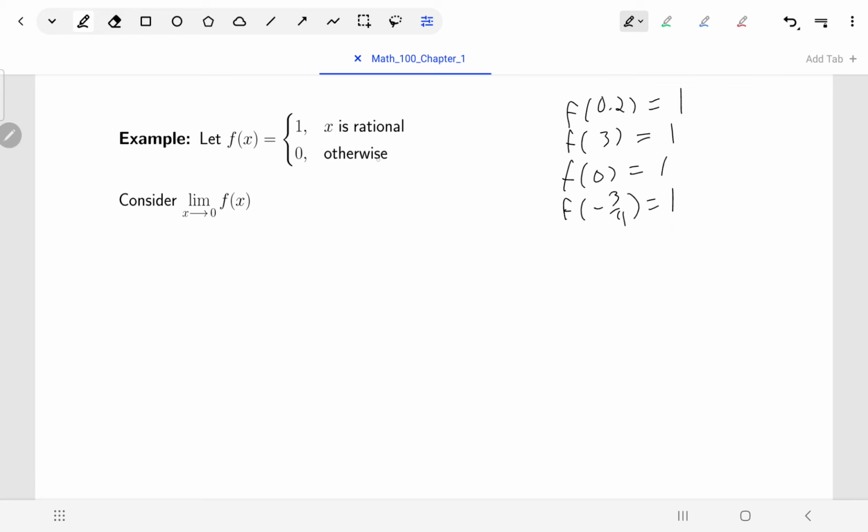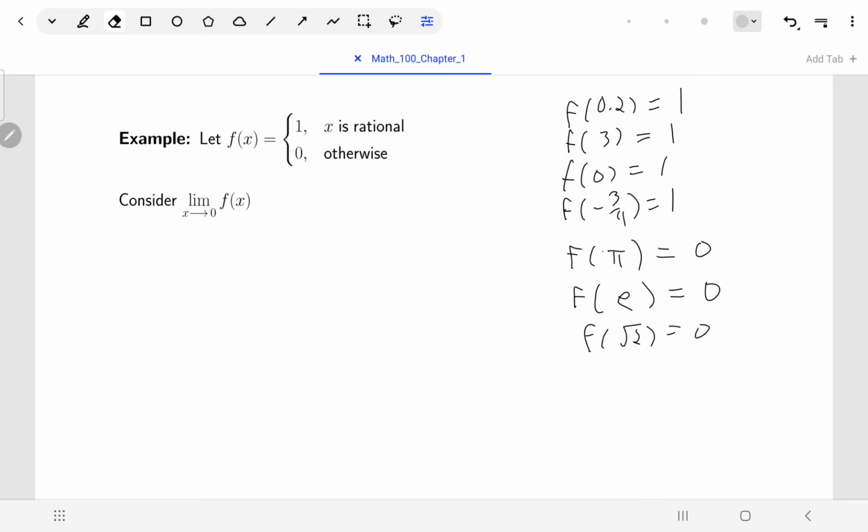But anybody who's not a rational number, so irrational numbers like pi, that would have a y value of 0. Or our favorite constant e, that would also have a y value of 0. Or square root of 2, that would also have a y value of 0.